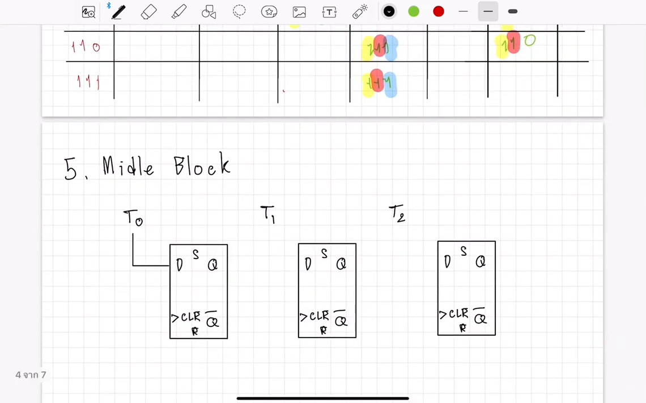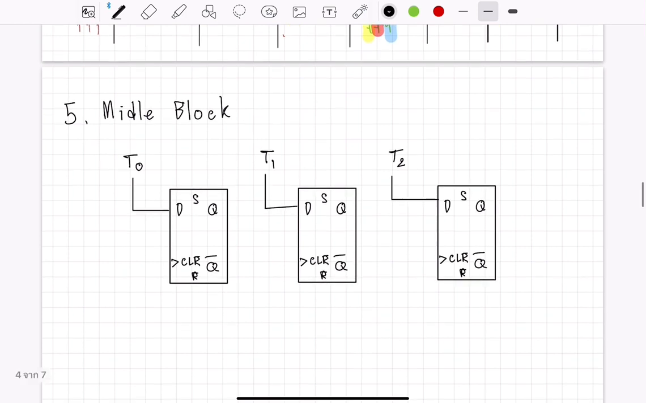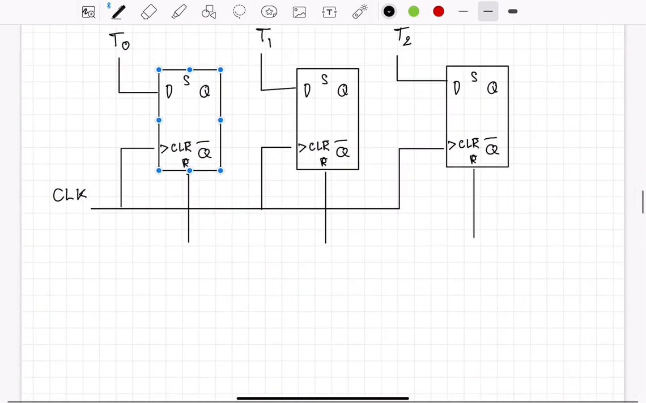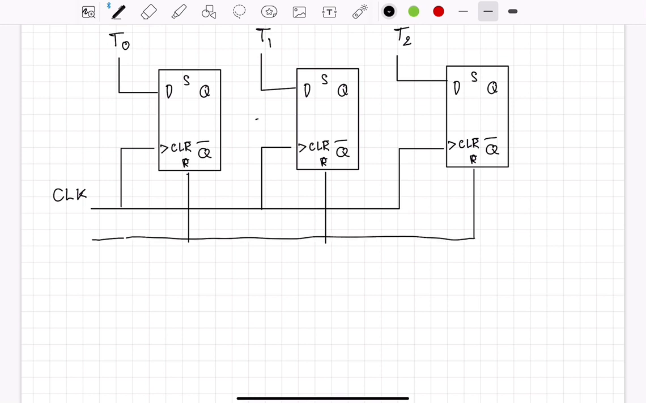Three inputs from the flip flop, and I input the clock. Okay, it is the clock, and I input reset. Input reset is, what the hell? Reset is, sorry.